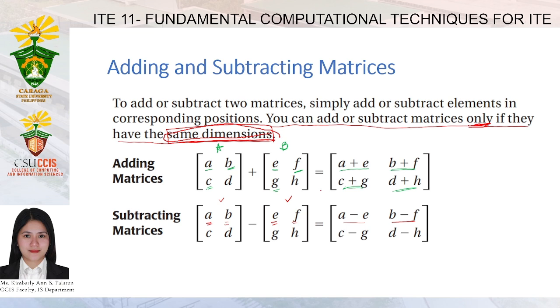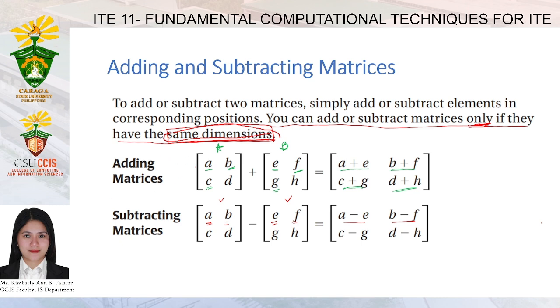So, we are not allowed to add or subtract if they do not have the same dimension. Say for example, matrix 2 has a 3 by 2 dimension, right? And this one is a 2 by 2 dimension. This is 3 by 2. So, according to the definition, you can only add or subtract matrices if they have the same dimension. So, in this case, if this is what you see, class, you cannot add or subtract those matrices. Okay, so how do we add or subtract matrices?